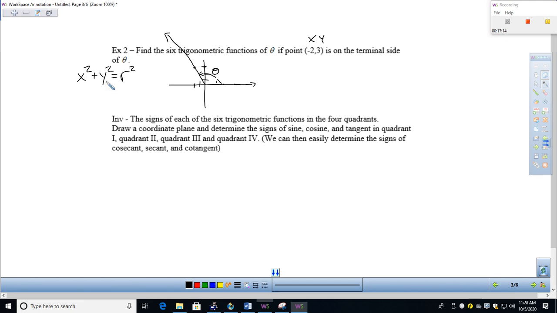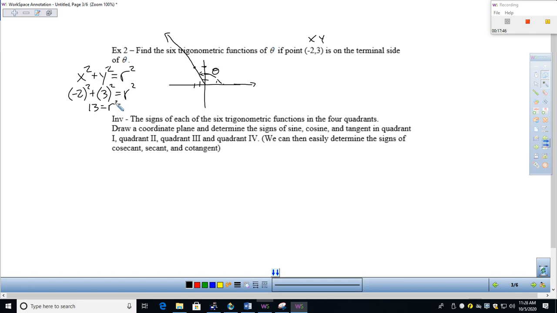And in this case, I've got -2 squared plus 3 squared. Actually, I don't need the parentheses on the 3, but that's all right. Equals r squared. And so I get 4 and 9 make 13. So r squared is 13.